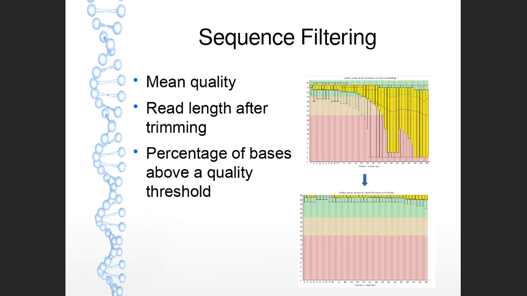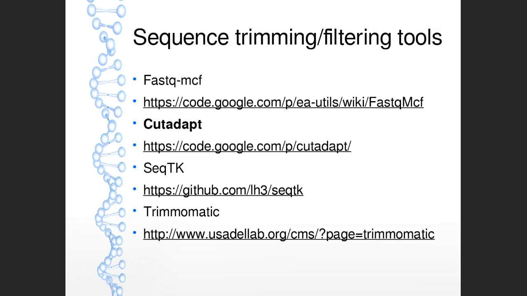There are many tools available to do this: FastQ-MCF, Cutadapt, SeqTK, Trimmomatic. Trimmomatic does what it says on the tin. But for this practical, we're going to use a very widely used and still very popular tool called Cutadapt, which again, clues in the name, is going to cut some of these low quality bases off of our reads.